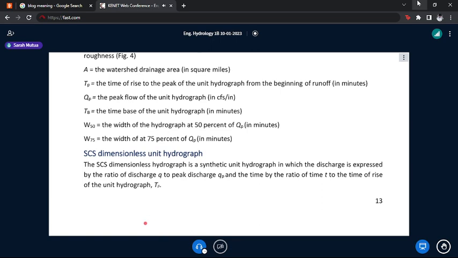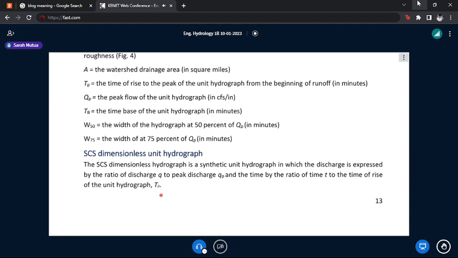Then we looked at synthetic hydrographs, and why? Because in order to apply the convolution equation, you will need a measurement of both discharge and rainfall. But in some cases, and that is a very common situation in our country, we do not have measured discharge data. So this is where the synthetic unit hydrographs come into play. That is why they have been developed, so that they can be used in cases where we do not have discharge.